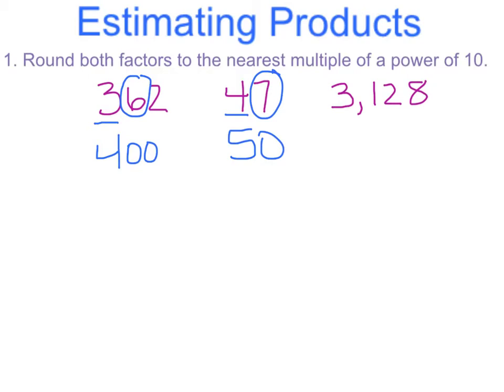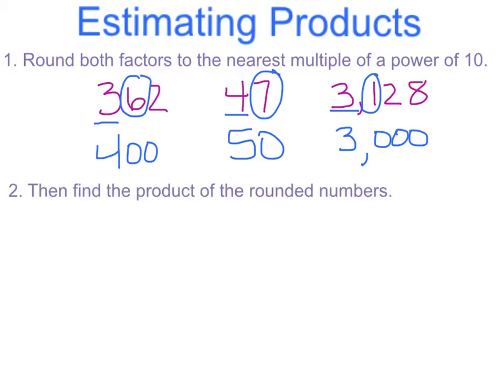Finally, with the number 3128, the process is the same. I'm going to round the 3 using the 1 because the 3 is in the largest place value in my number. 3128 is going to round down to 3000 because 1 is less than 5. Step 2 is to then find the product of the rounded numbers. Let's look at two examples.